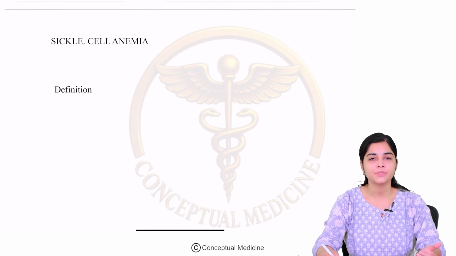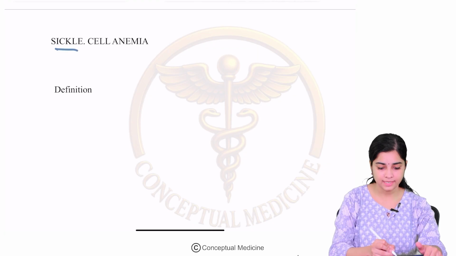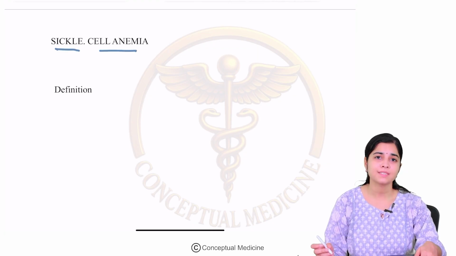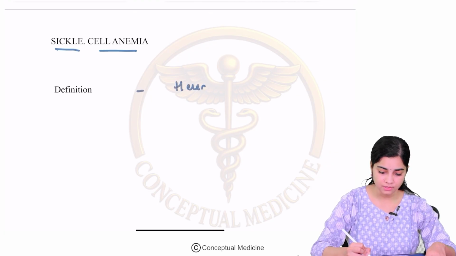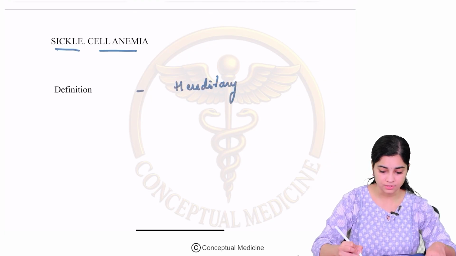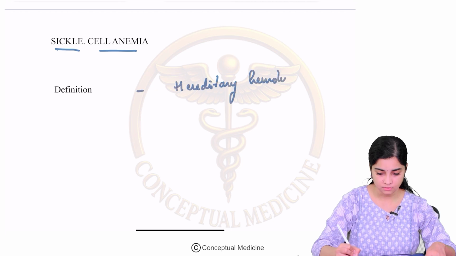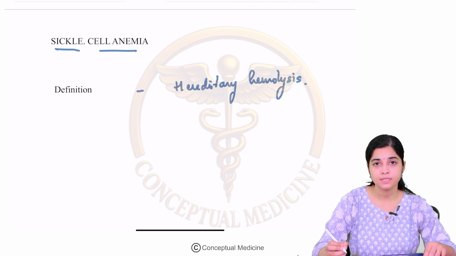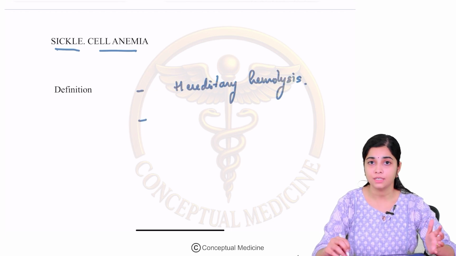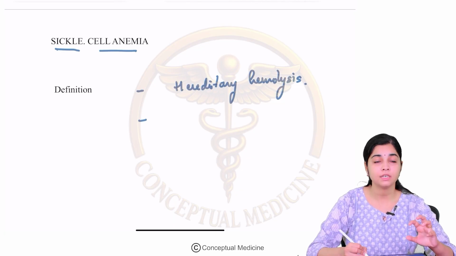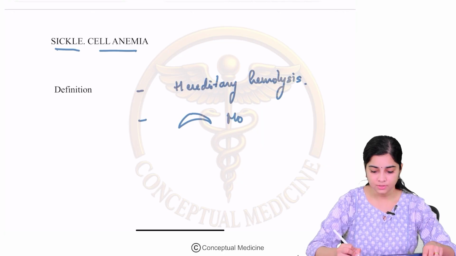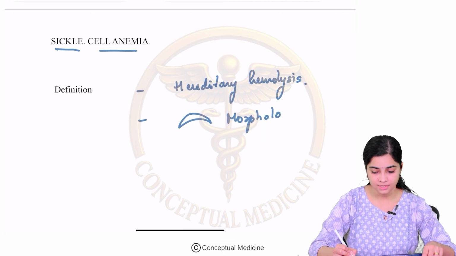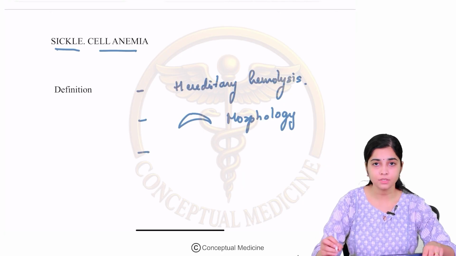So we'll move on to the next type of hemolytic anemia, which is sickle cell anemia. So what is this sickle cell anemia? Sickle cell anemia is also a hereditary hemolytic anemia. As the name suggests, it is named so because the RBCs assume a sickle-like morphology. So the RBC morphology becomes sickle-like, right?